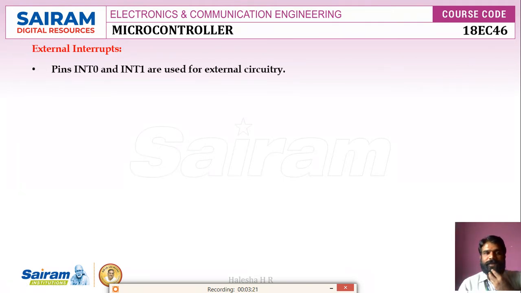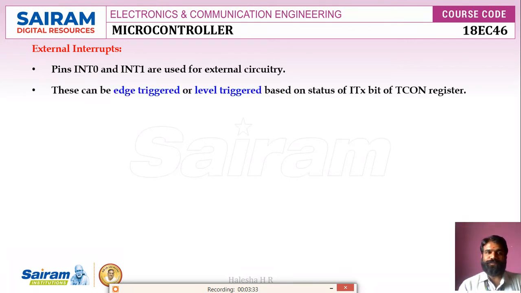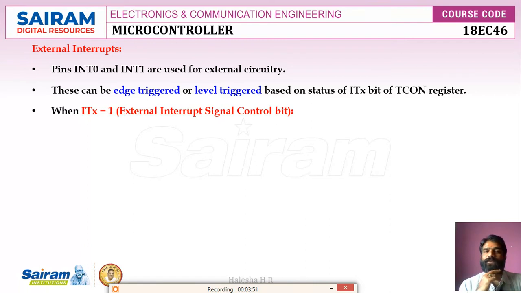And then the external interrupt. We have pins INT0 and INT1 used for an external circuit. The output of the external circuit is connected to these pins, either INT0 or INT1. These can be edge triggered or level triggered, based on the status of the ITX bit of the TCON register. Suppose it is ITX, where X can be either 0 or 1: IT0 for interrupt 0, IT1 for interrupt 1. That IT bit is called the external interrupt signal control bit.